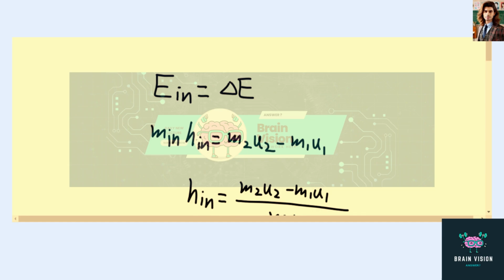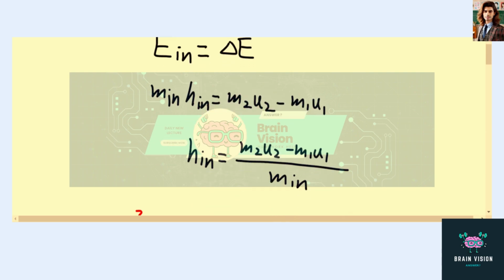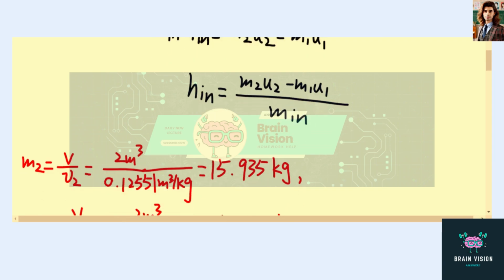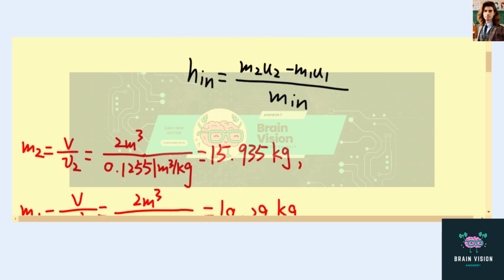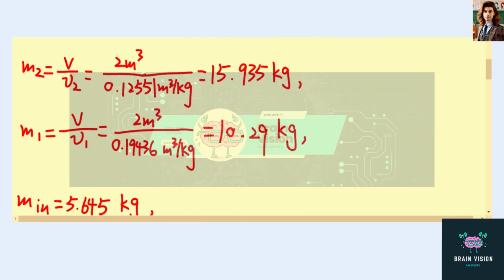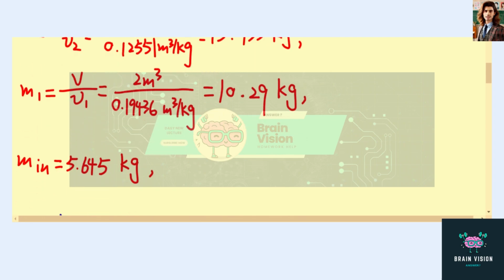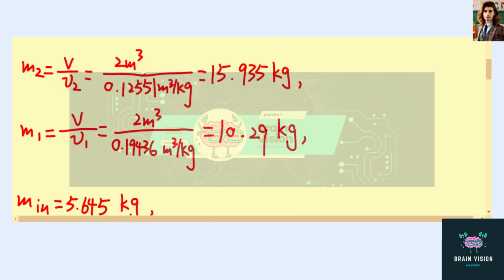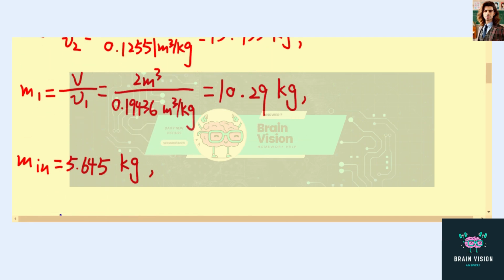Okay, and m2 here is the final mass, u2 here is the final internal energy, m1 is the initial mass, and u1 is the initial internal energy. So in order to determine the pressure of the steam in the supply line, we have to determine the enthalpy of the steam in the supply line, which is the corresponding enthalpy here. So we have h_in is equal to (m2 u2 minus m1 u1) over m_in. So we know the final mass is 15.935 kilograms. The initial mass is 10.29 kilograms. And we know the mass that's entered is 5.645 kilograms.